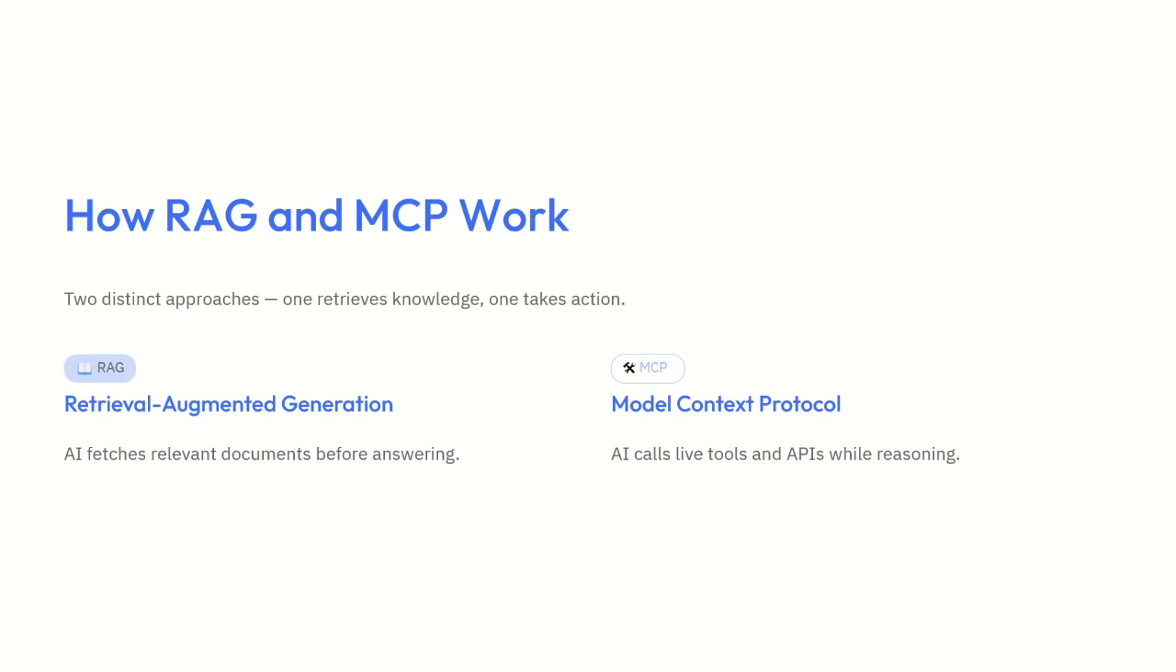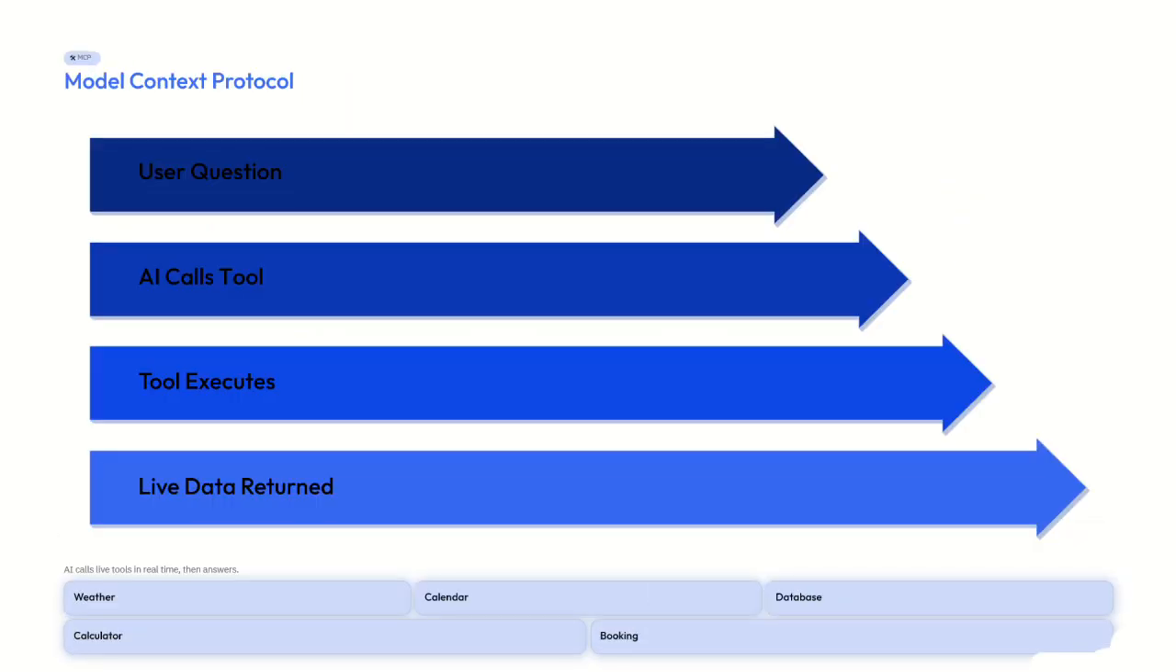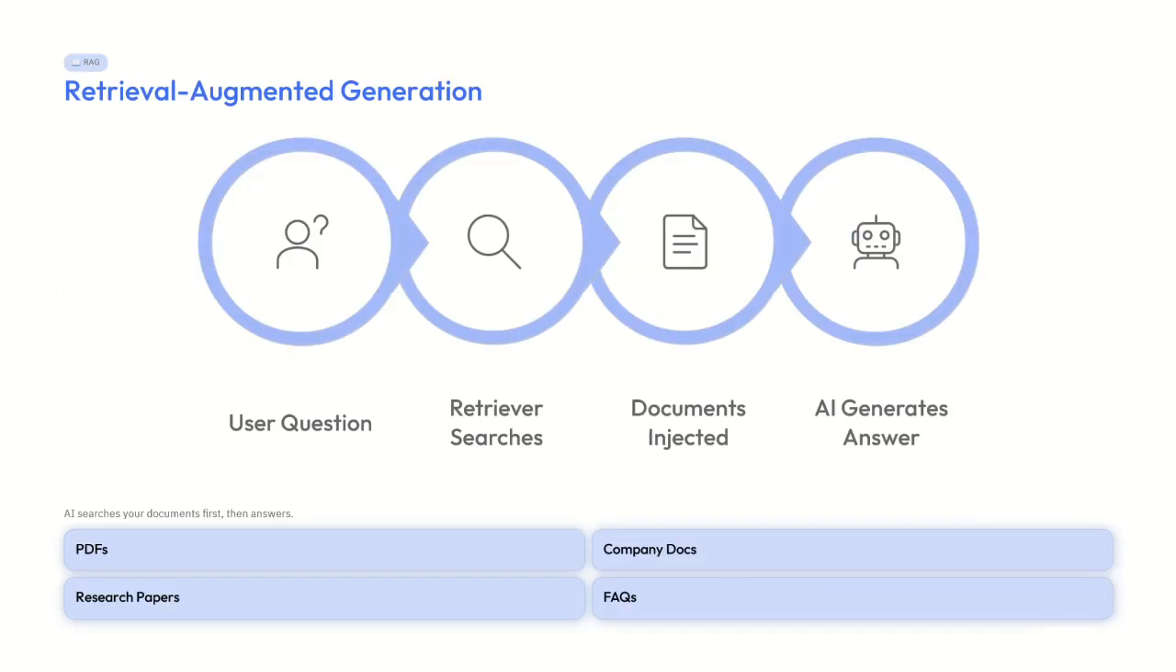response. For example, imagine an employee asks, "What is our company's leave policy?" Instead of guessing, the AI searches the HR documents, finds the correct policy, and then answers based on that information. That's why RAG is widely used for company documents, FAQs, research papers, and knowledge bases. So this is all about RAG.